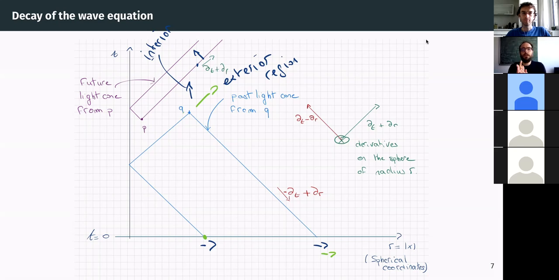Was this picture clear? Okay. Yeah, I think it was very clear.